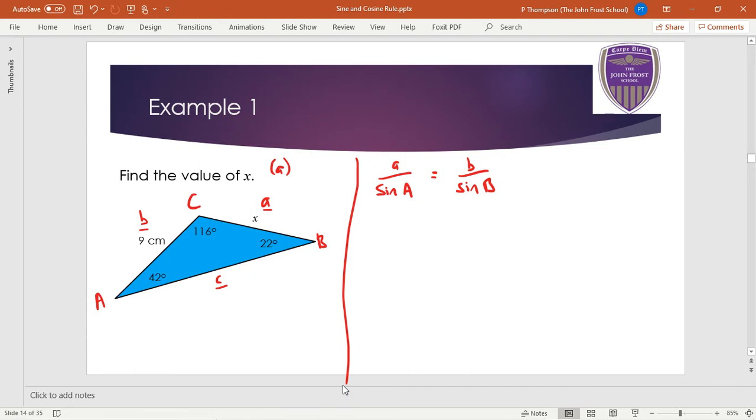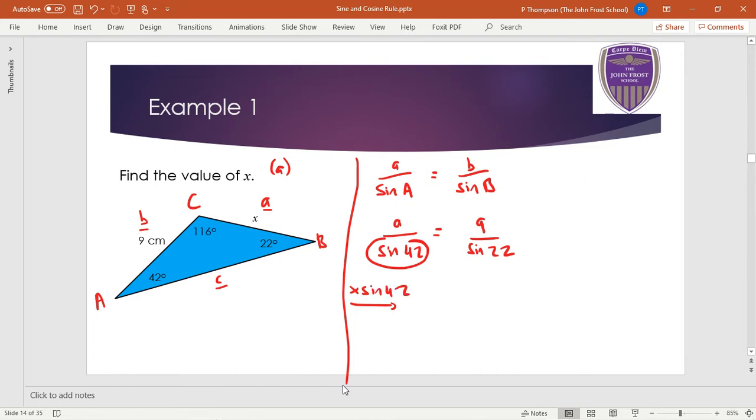All right. So now I'll put my numbers into the formula. I don't know what A is, but I know that sine A is sine 42 and B is 9 over sine B, which is sine 22. Right, now to solve this, obviously this sine 42 needs to go. Remember, because I'm dividing by it, to get rid of it, I need to multiply by it instead.